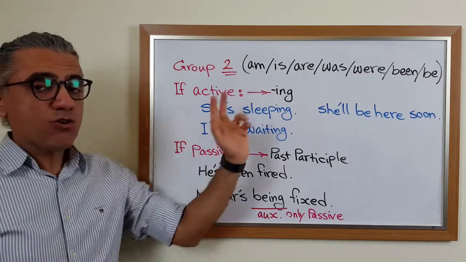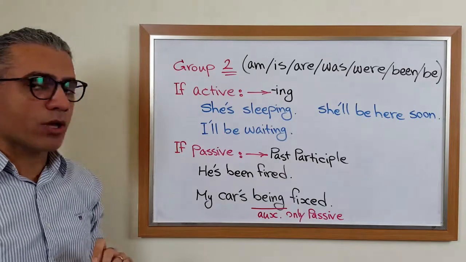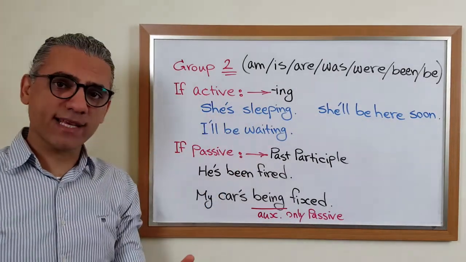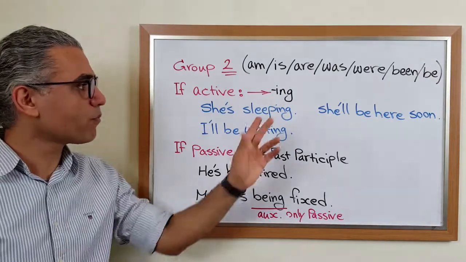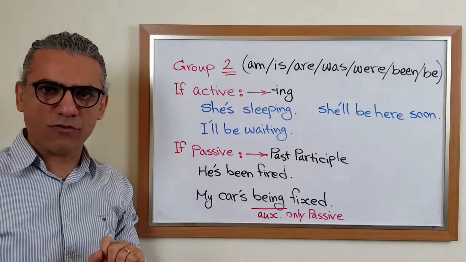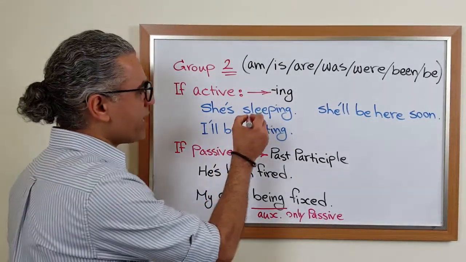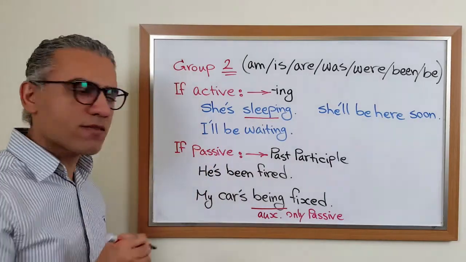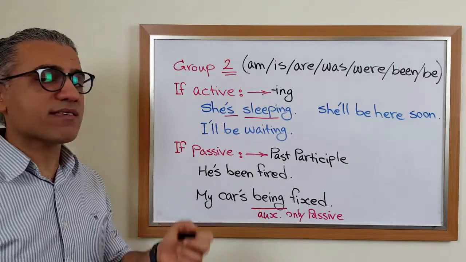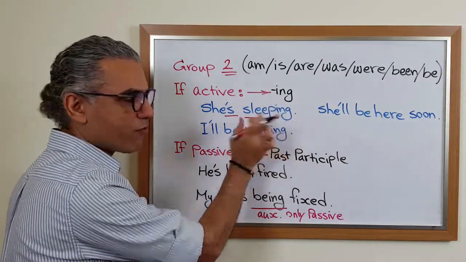Look, whenever you have one of these verbs as your auxiliary verb, there are two cases. Case one, if your sentence is an active sentence, the following verb, or the main verb, must be in ing form. Look, she's sleeping. What is the main verb? The main verb is sleeping. What is the auxiliary verb? The auxiliary verb is "is," and this is an active sentence. So as you can see, the main verb is in ing form.